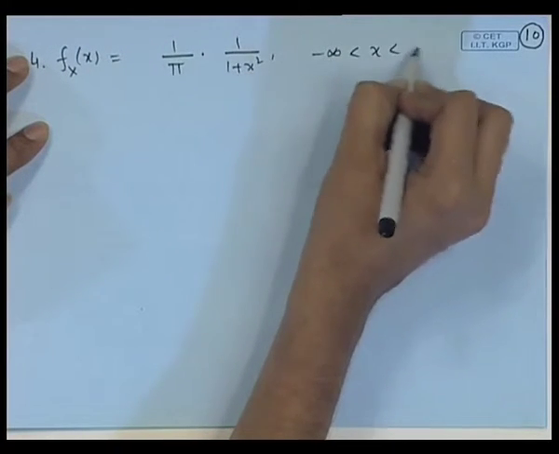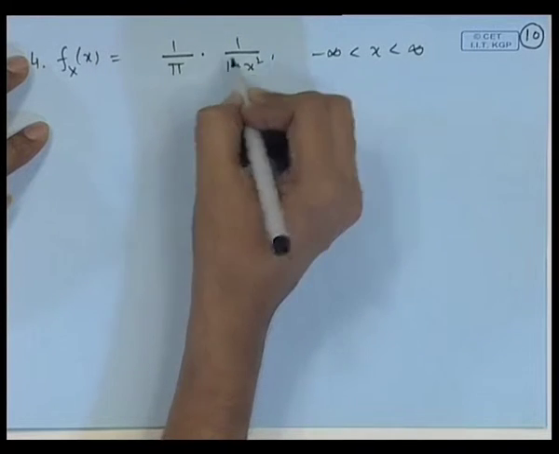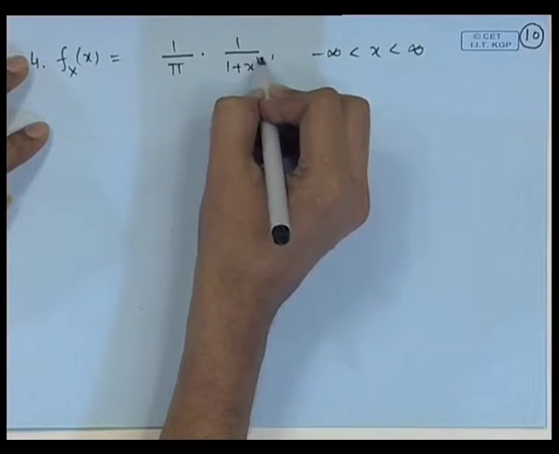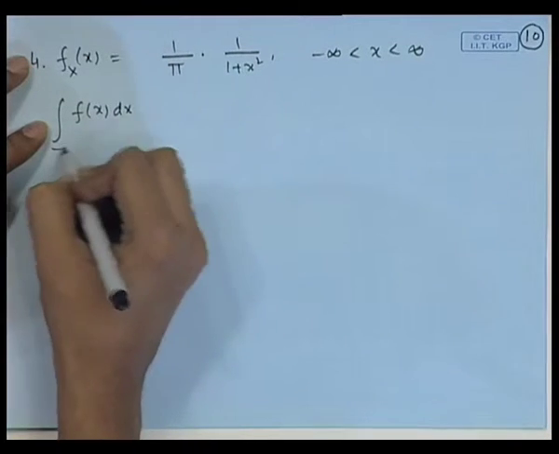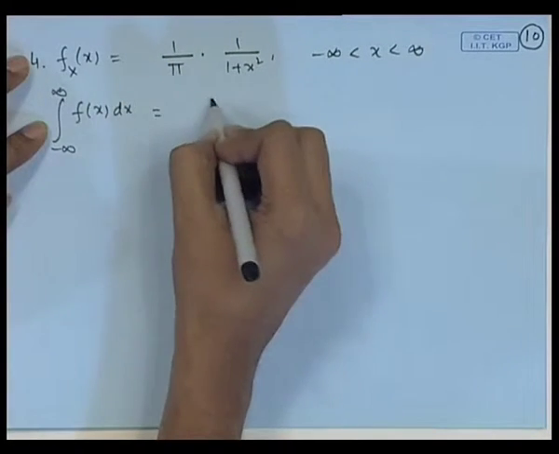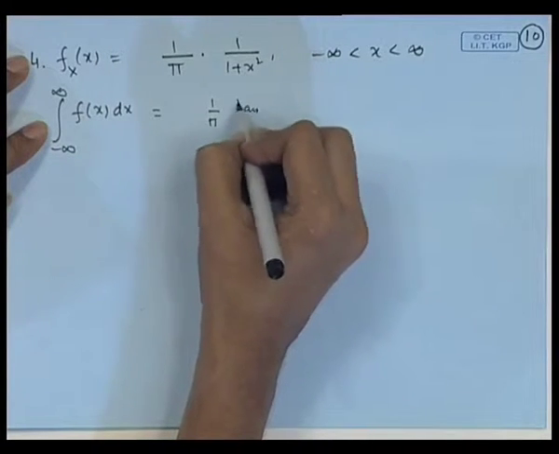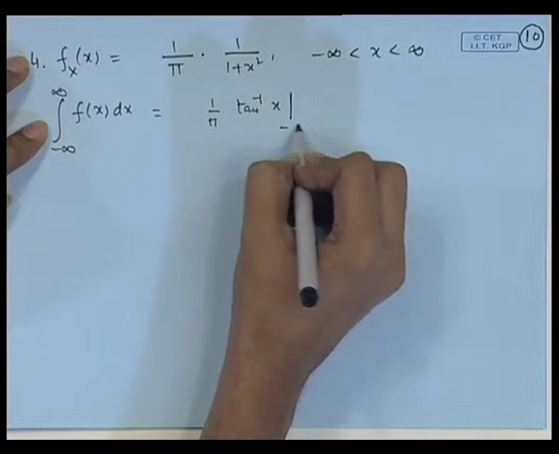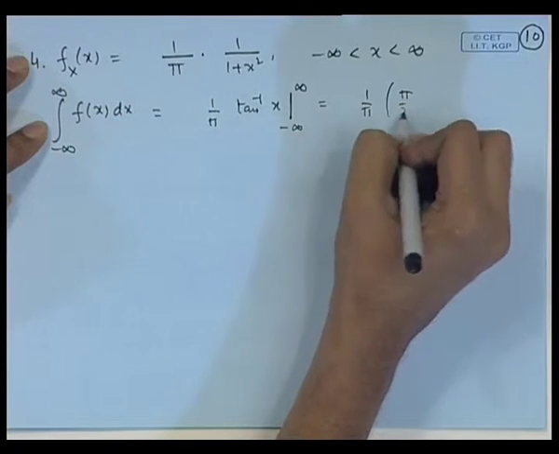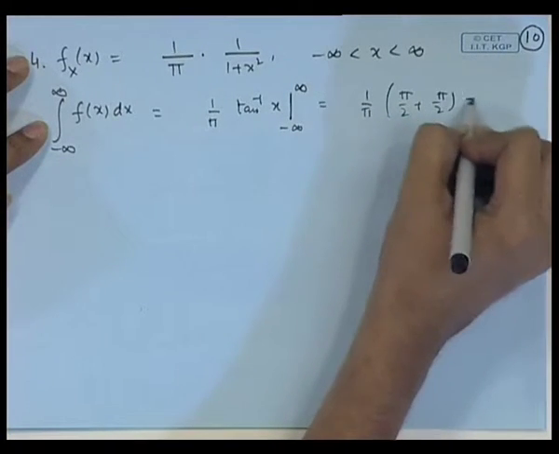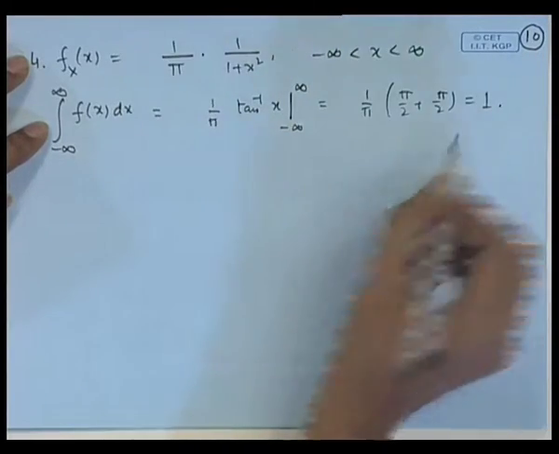Let us consider the density 1 by pi into 1 by 1 plus x square. So, it is a valid probability density, as can be seen easily. The integral will be tan inverse x, that is equal to 1 by pi times pi by 2 plus pi by 2, that is equal to 1. So, it is a valid probability density.